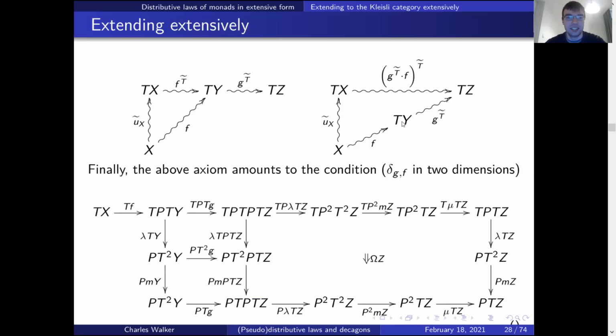But the interesting thing is this one, the condition about extensions being preserved by other extensions. The coherence condition you need for this is that this top path should be equal to this bottom path. And what axiom do you need to make this work? Well, you just need this decagon to commute.